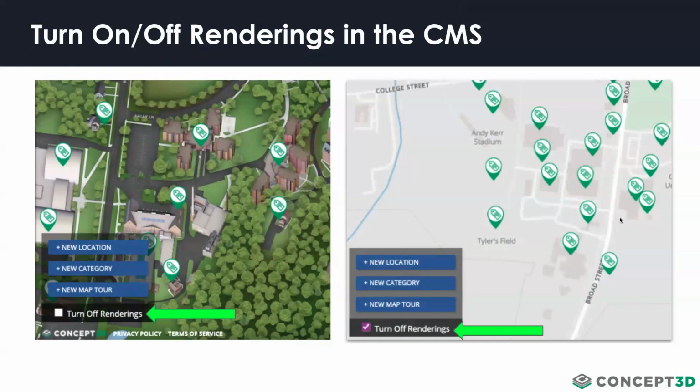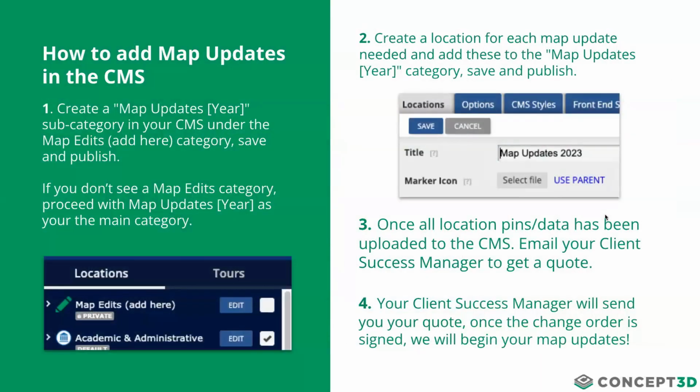I mentioned this as the first topic as I wanted to discuss making map updates in the CMS. In your CMS's list of locations, you'll see a map edits category that you can save a new subcategory to, or if you don't see a map edits category, simply create a new category labeled map edits to continue. You should use the form of map updates with the year at the end to organize what's changed over time. So for example, this spring would be map updates 2024. Once that category or subcategory is created, you can create locations for those updates and add them to that category. Then save your changes and publish them. Once you've completed all your updates, contact your client success manager to get a quote.